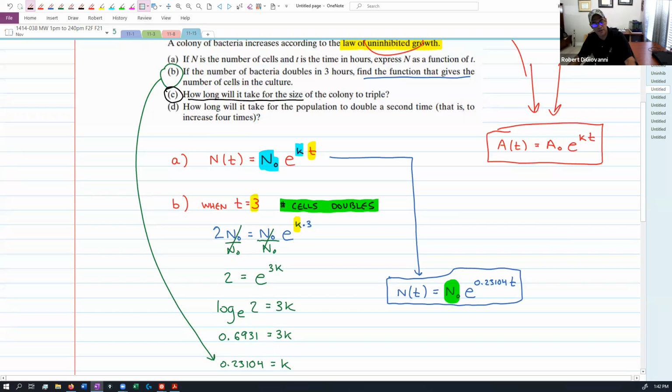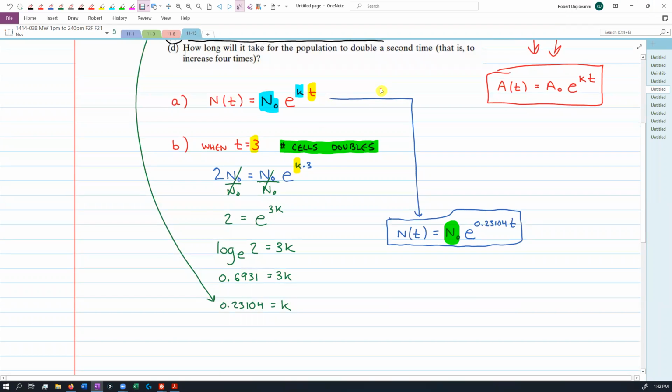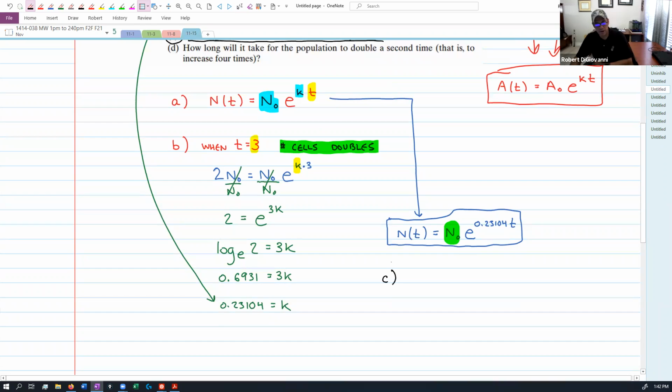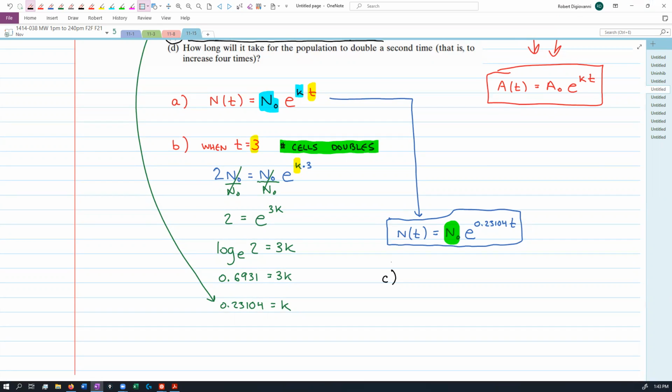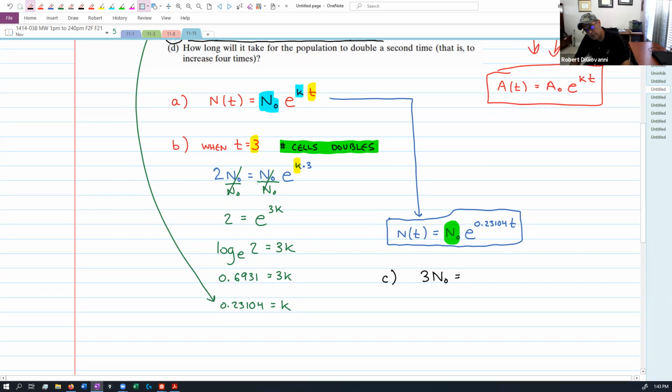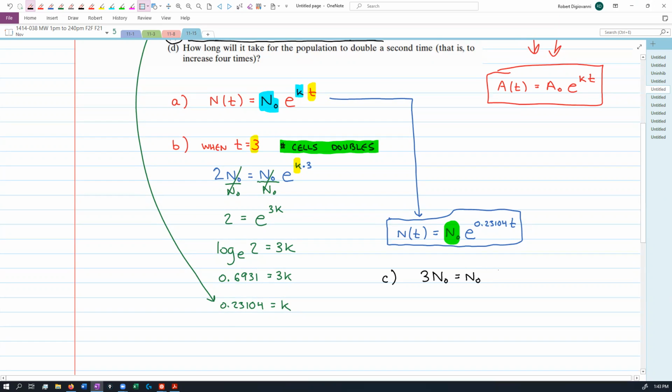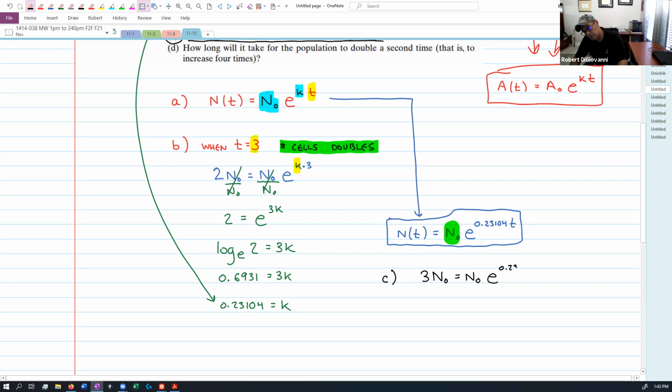Can we answer part C now? How long will it take for this size of the colony to triple? So for part C, what am I going to do? Replace the left side with 3 times n naught, triple, right? We want to know how long it takes to start at n naught and triple it. And then this side is n naught e to the 0.23104 t. And just like before, we can divide both sides by n naught. And we're going to get a nice number on the left side.